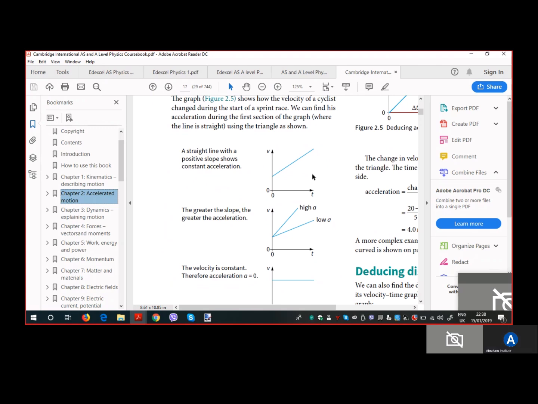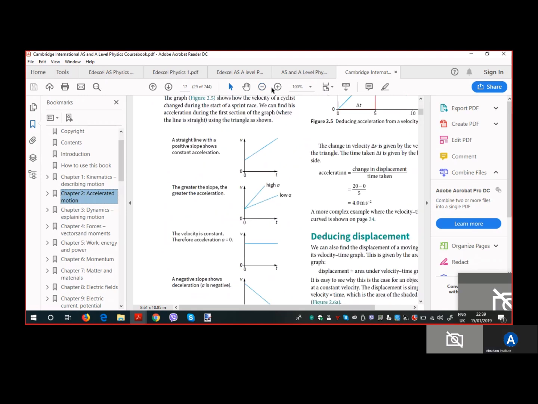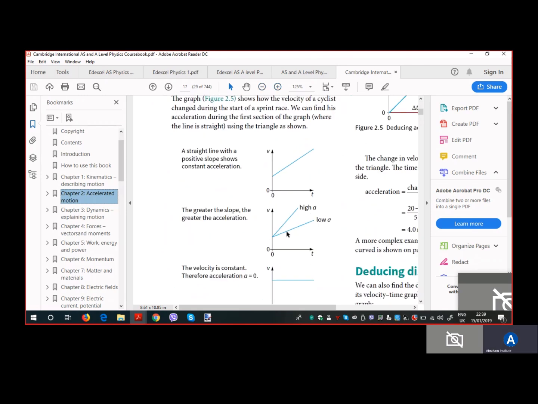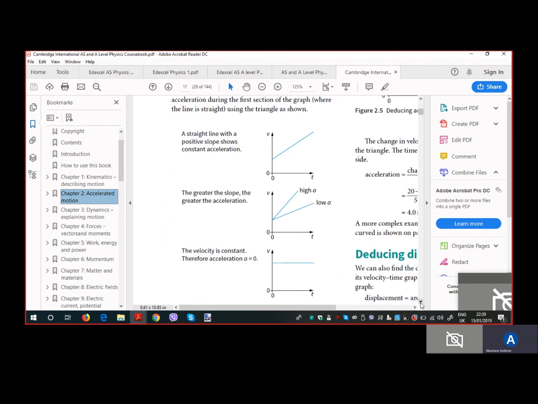Positive means it's increasing. Increasing speed, not acceleration, increasing speed. Okay, so the acceleration is constant and positive. Can you see the velocity is increasing? Do you see the value here? It's increasing. So the acceleration here is higher because the gradient is higher than here. Yes, this line has a higher acceleration than this.